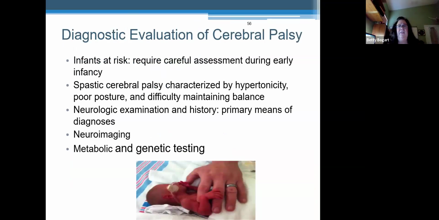So, evaluating these children. Why are we doing assessments? A child with cerebral palsy is going to be cognitively delayed. That means the fine motor skills are not going to be done the way a normal child that doesn't have cerebral palsy would do them. Okay. So that's why we're doing those assessments, checking for many things, but this is one. Spastic cerebral palsy is that hypertonicity, poor posture, and difficulty maintaining balance.